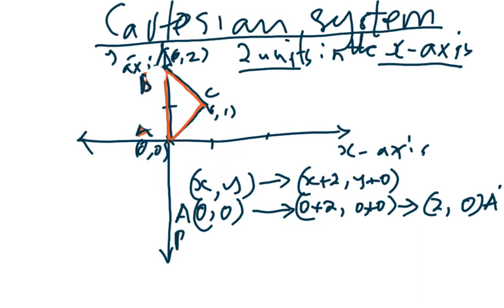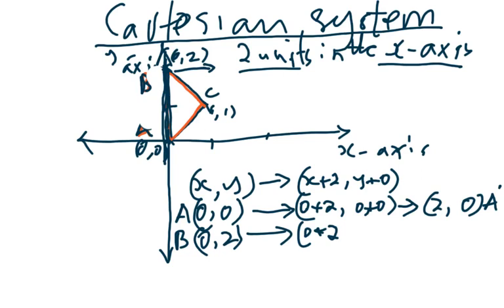Then my B is 0, 2. So the value for x is 0, meaning that there has been no movement on the x-axis, plus how many units on the x-axis? Plus 2 units. So it will be 2 units there.